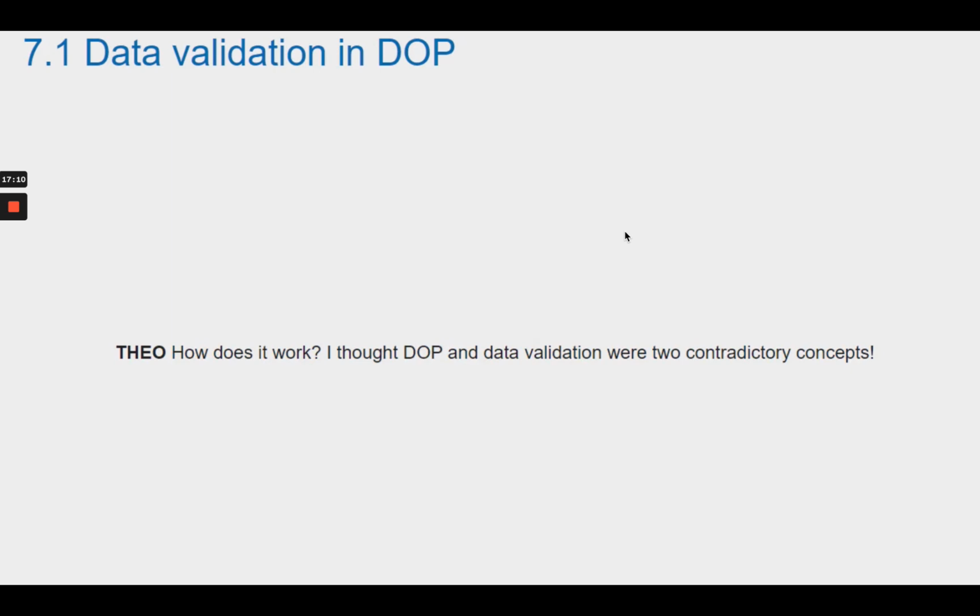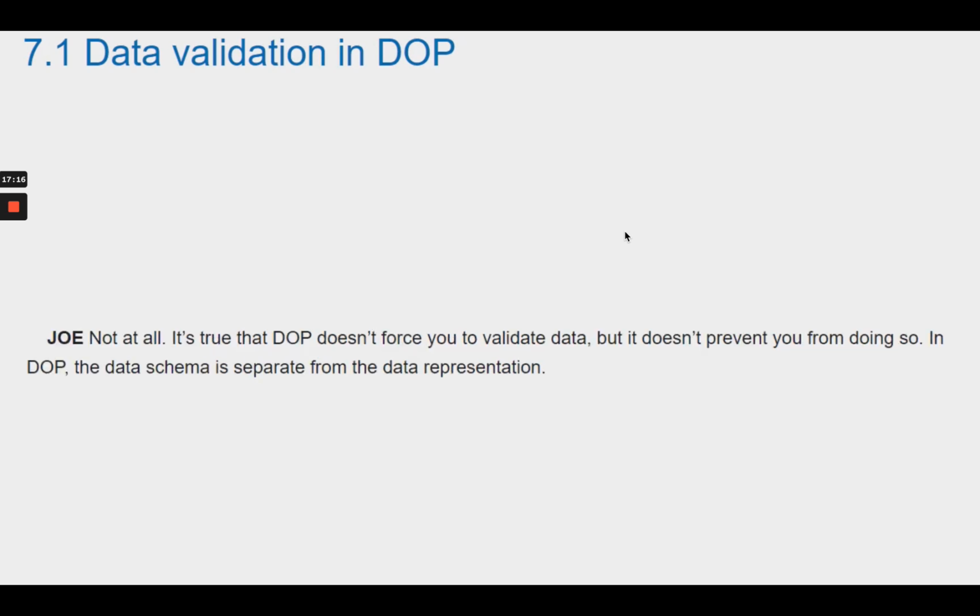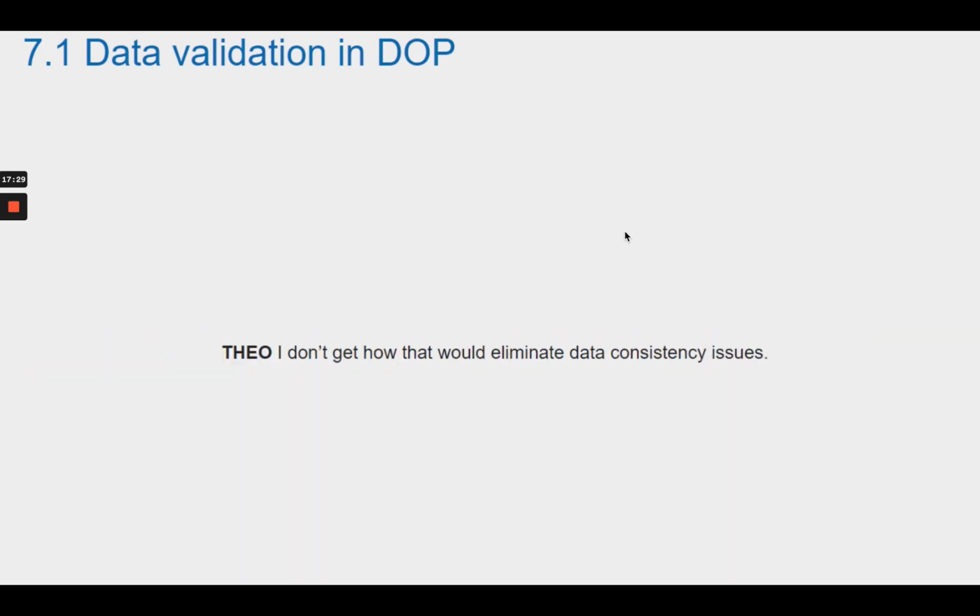Theo: How does it work? I thought DOP and data validation were two contradictory concepts. Joe: Not at all. It's true that DOP doesn't force you to validate data, but it doesn't prevent you from doing so. In DOP, the data schema is separate from the data representation. Theo: I don't get how that would eliminate data consistency issues.